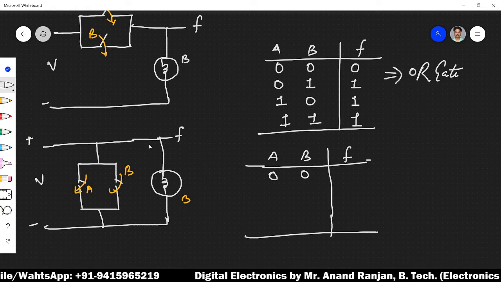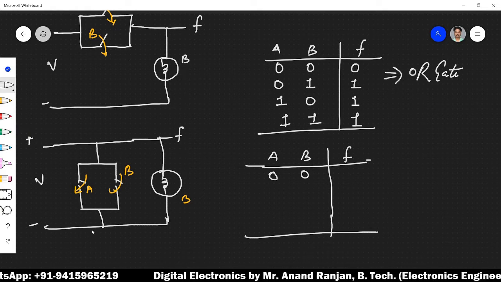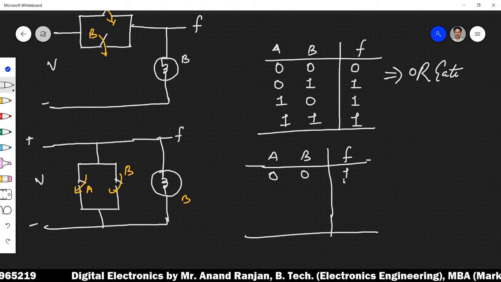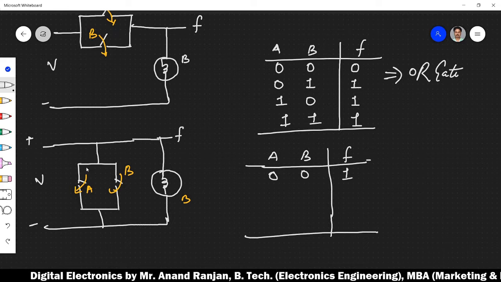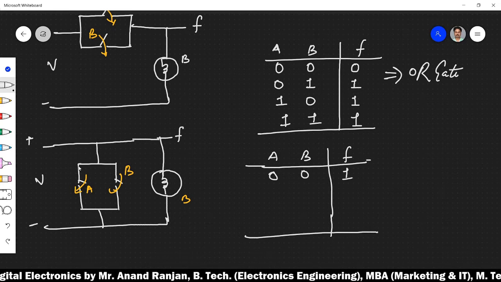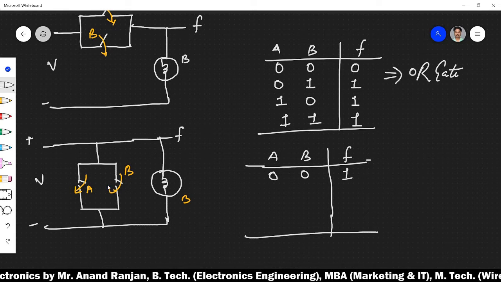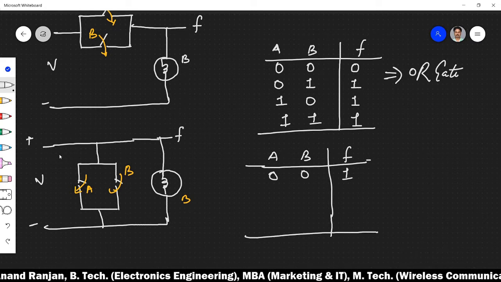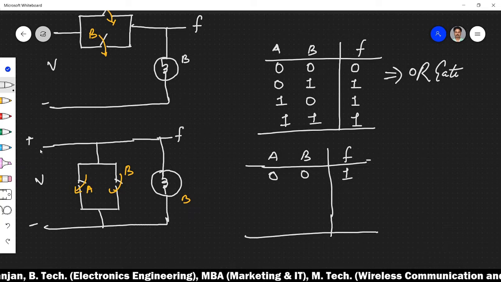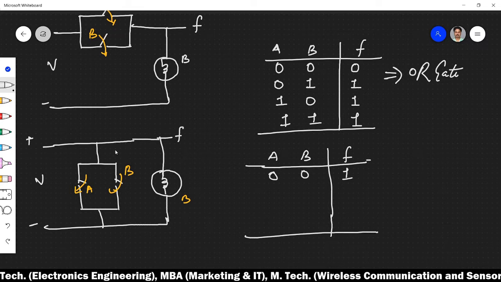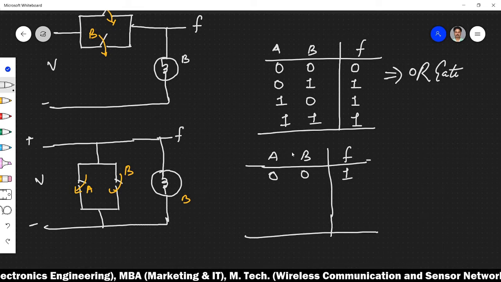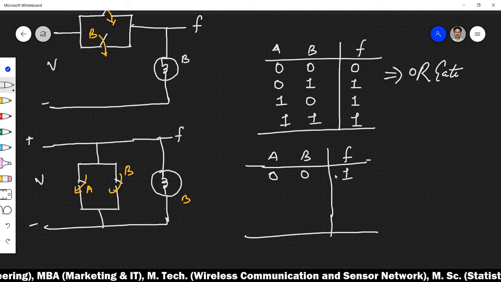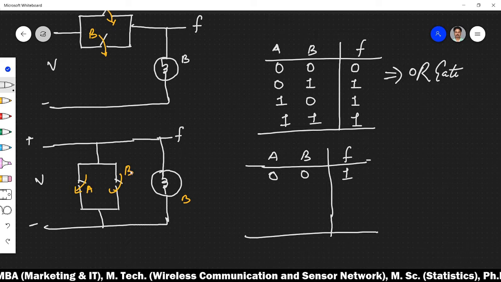Entire current will flow through this branch, and of course, in this case your output is 1, because the bulb will glow. Because no current flows through either of these branches, both being open, the voltage is directly connected to the bulb, the current will flow, and the bulb will glow. That is reflected by F equal to 1.